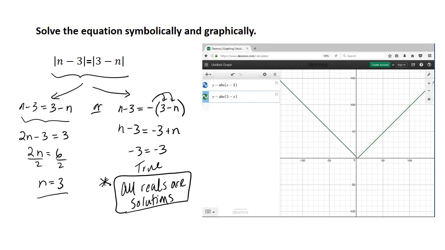and that's why you end up with all real numbers as solutions. So this is an interesting scenario in that what we've seen is that we could potentially have one solution, two solutions, or all real numbers as solutions, or even no solutions in an absolute value equation.